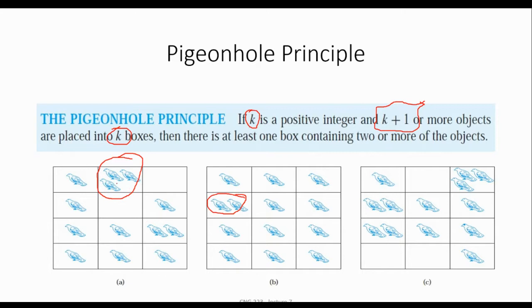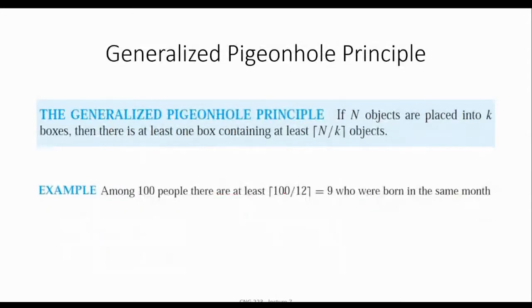Here, for example, for A, I have this one. For B, I have this box. And for the third one, I can even have several boxes, not just one box.